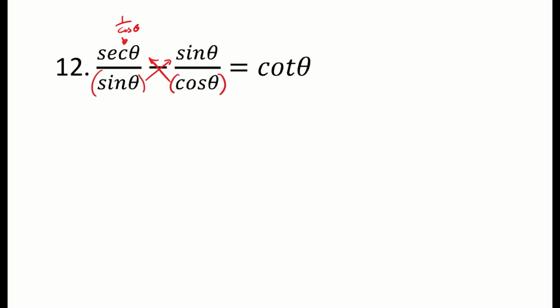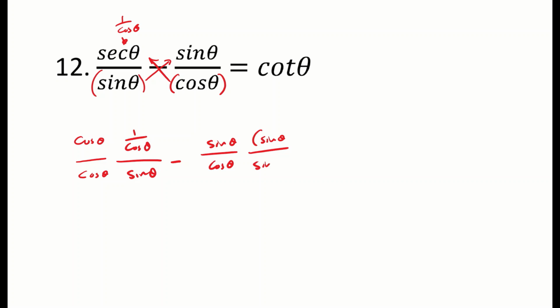So if I rewrite secant theta, it's 1 over cosine theta, and that is over sine theta, and I'm going to multiply by cosine theta and cosine theta. Then there's a big minus sign, and then I have sine theta over cosine theta. I'm going to multiply both of those by sine theta and sine theta. So when I do that, in the numerator on the left side the cosines cancel, I'm left with 1, and then on the right I have the minus sign. On the right side, the numerator, sine theta times sine theta, gives me sine squared theta. And in the denominator, when I multiply them together, I end up with cosine theta sine theta.